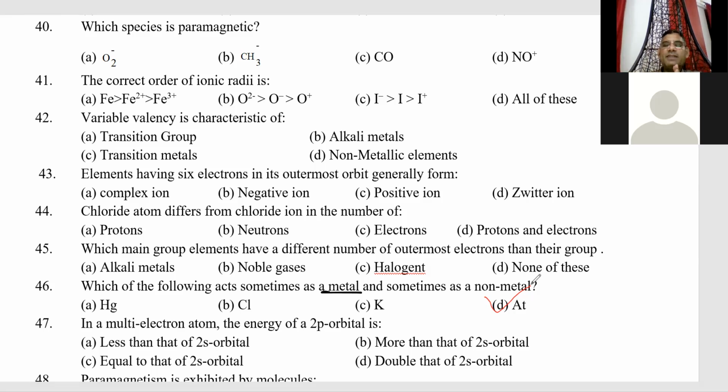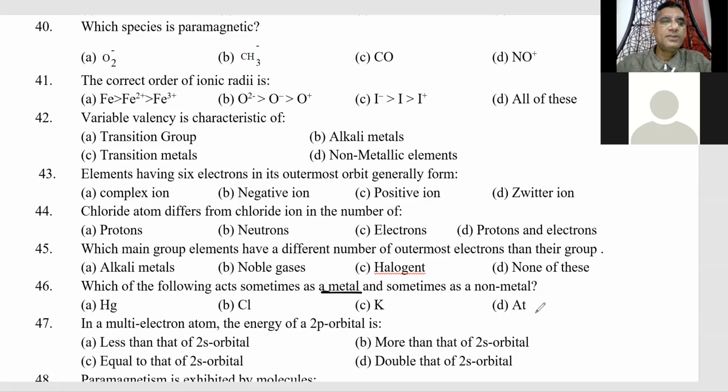And it is astatine. Atomic number is 85. It is not a true halogen because it is radioactive in nature, so it is not found in the earth's crust. And it has the properties of metals as well as non-metals both. Fine. So this is all over.